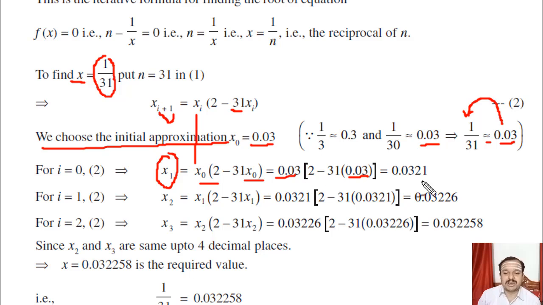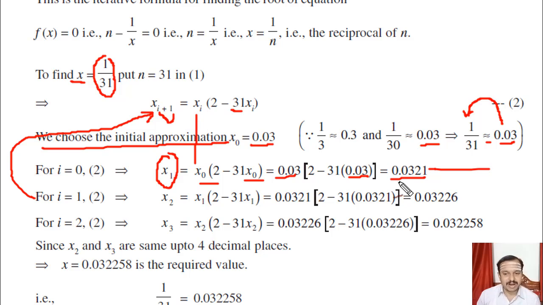The final answer will be 0.0321. This is the first approximation we have computed. Now we shall use this in the same formula when we write i equal to 1. When i equal to 1 in the same formula, we get the x2 value in terms of x1. So x1 is available here.